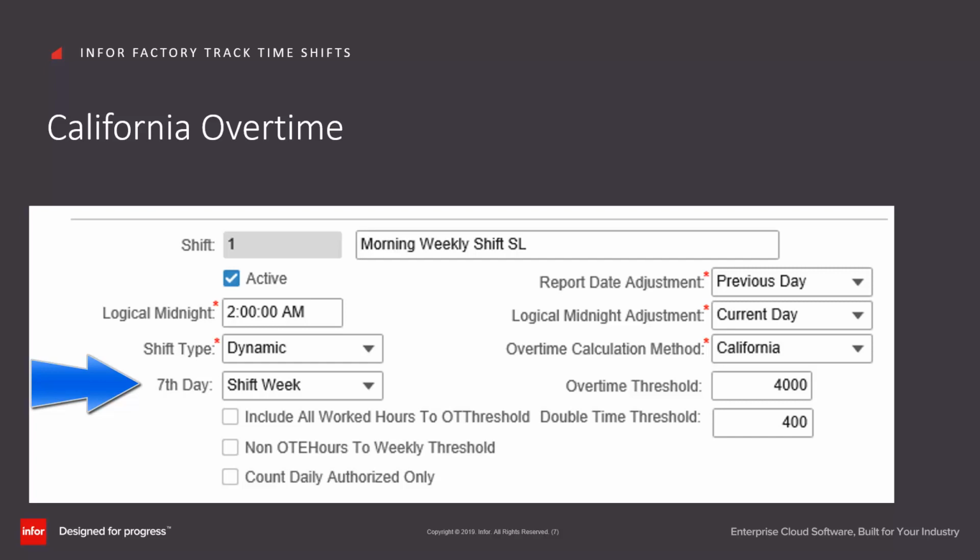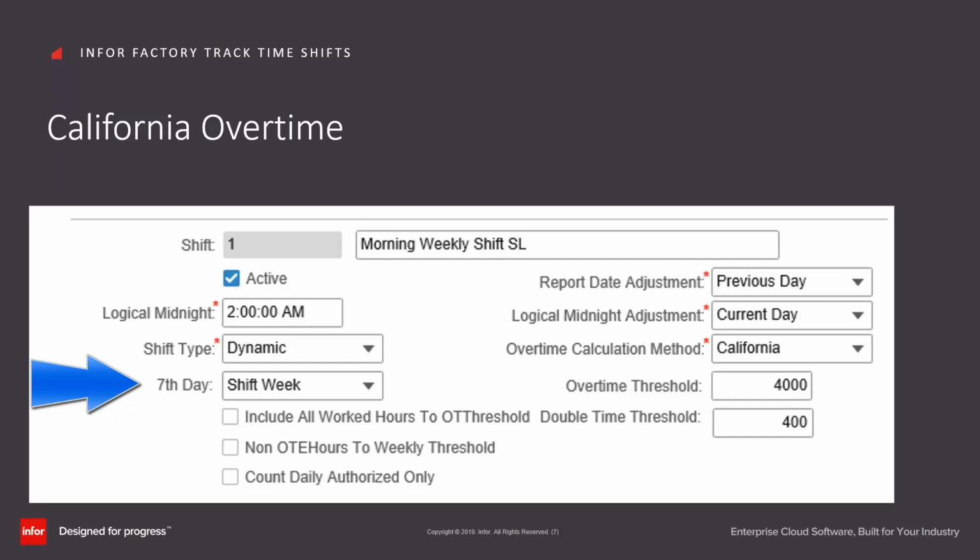In the 7th day field, select the measurement period. This tells the application the criteria for 7 consecutive days worked. The shift week indicates all 7 days of the shift week have been worked. A Monday to Sunday shift week with hours on each day, Monday to Saturday, would consider Sunday as the 7th consecutive day. The next options are Monday to Sunday or Sunday to Saturday.